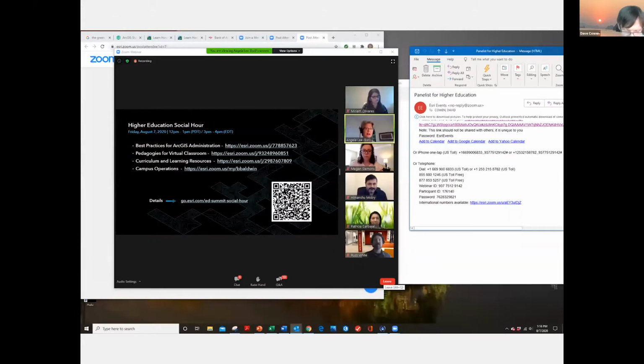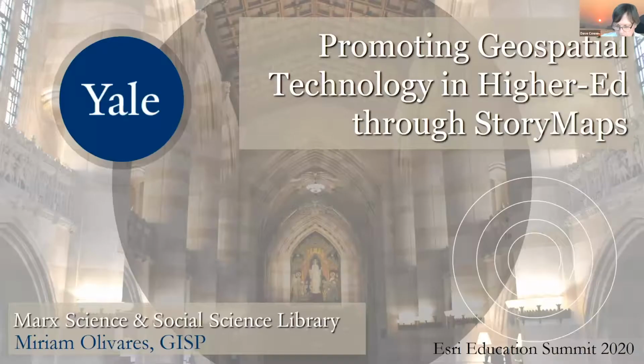Now, my job is to introduce the first speaker, Miriam Olivares, GIS librarian at the Marx Science and Social Science Library at Yale. Miriam's been doing this for 19 years. She coordinates GIS support across higher education. She was previously at Texas A&M, where she formed a great program, and now she's been at Yale for several years.